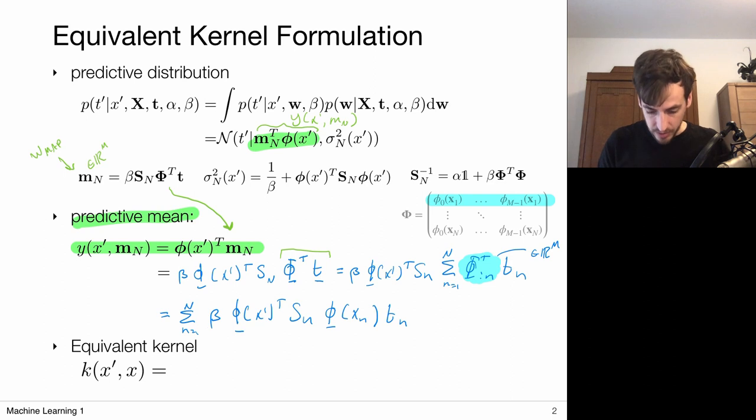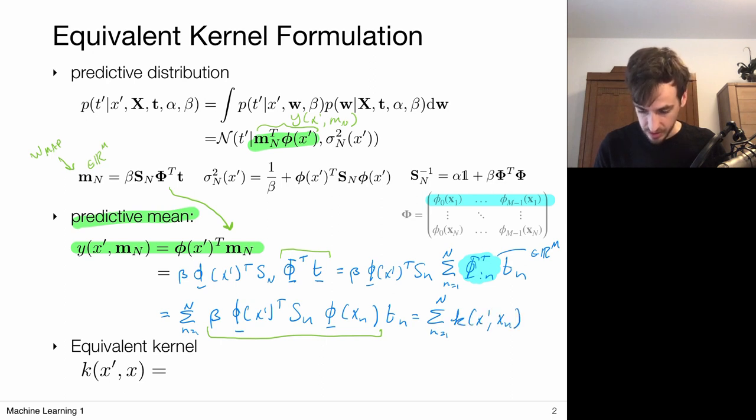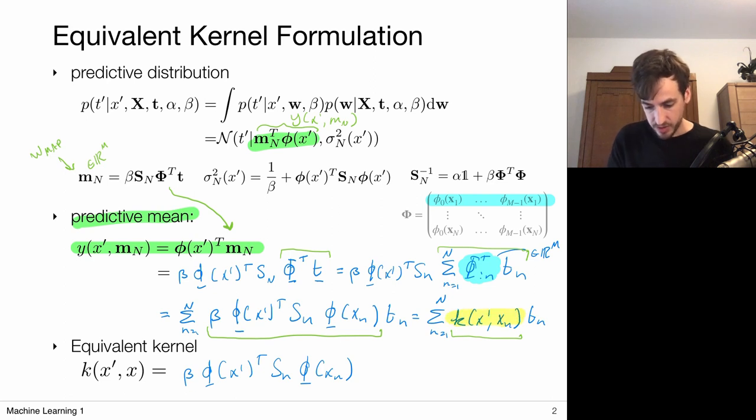Finally, I'm going to give a name to this particular thing. I'm going to call this the kernel and define it as follows. So really, I'm taking the sum n is 1 to N of my kernel k(x, x_n) times t_n. So that's this thing over here, and I'm just going to write that here. This kernel is really defined as beta phi(x') transpose S_N phi(x_n). So this is something that we define. We say the kernel is defined in such a way.